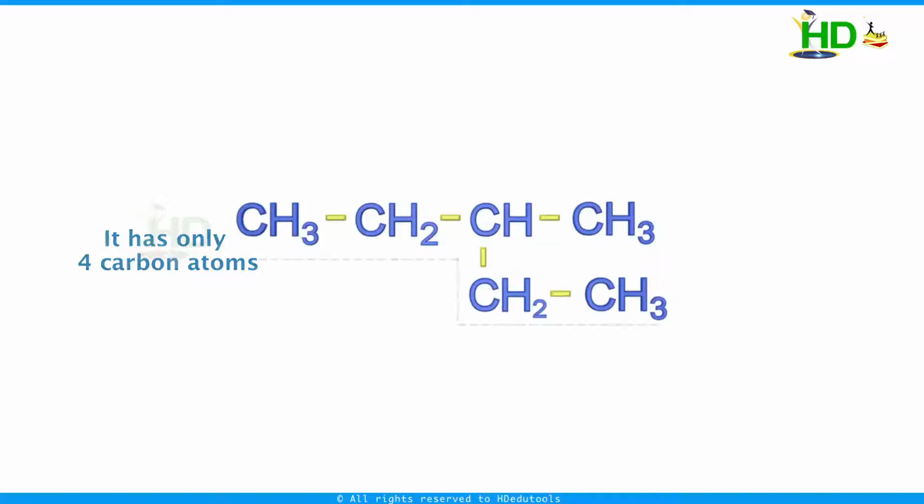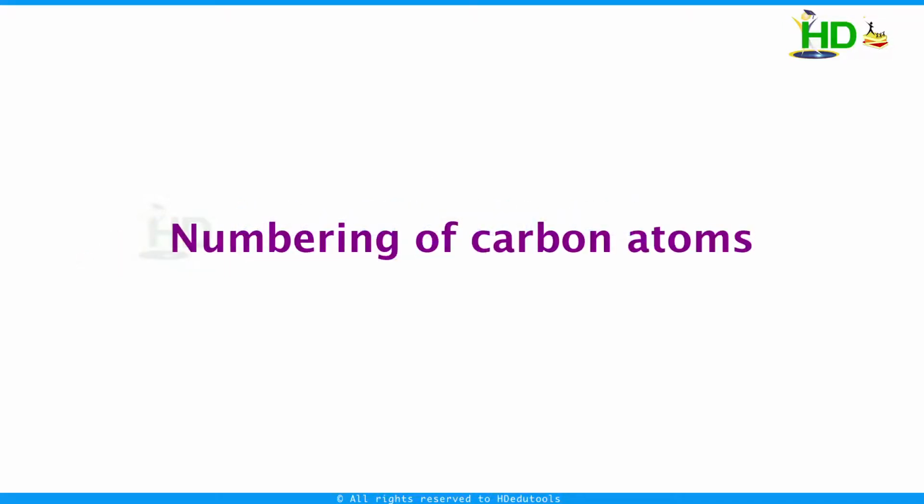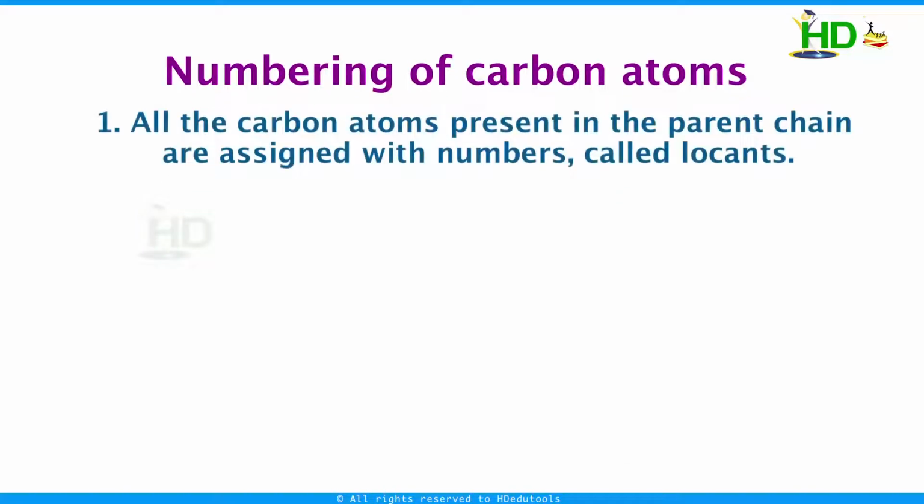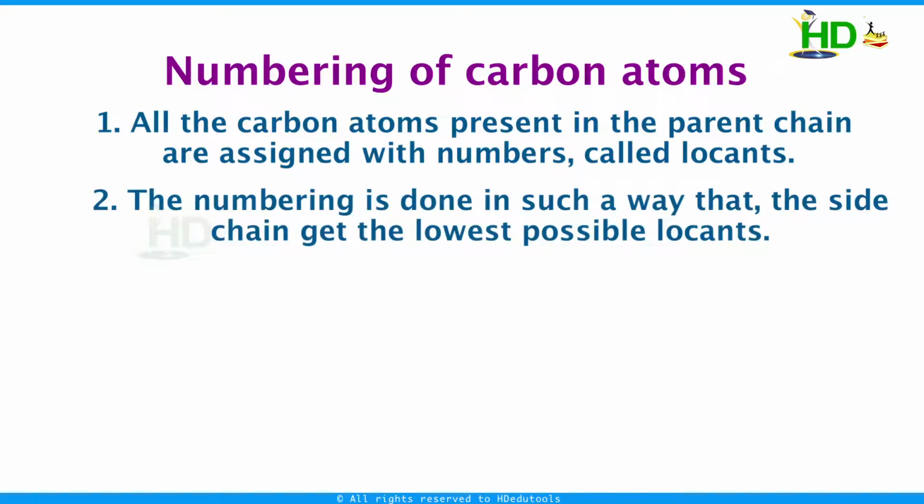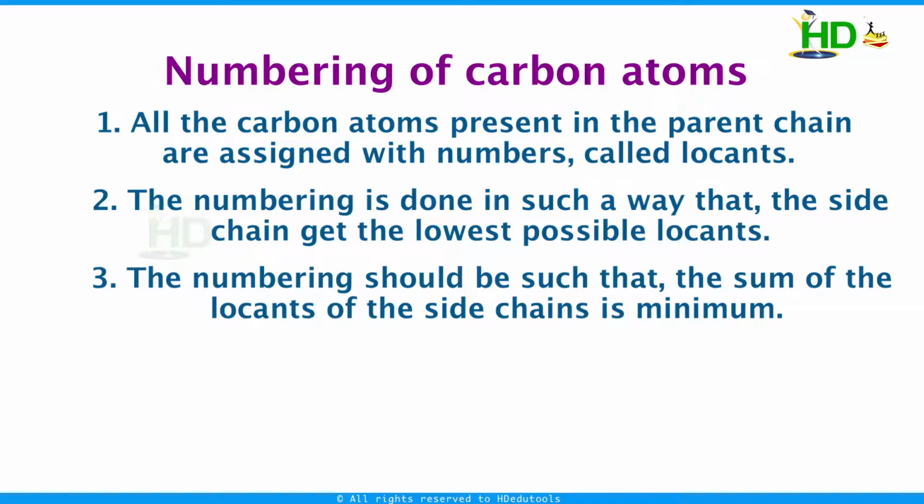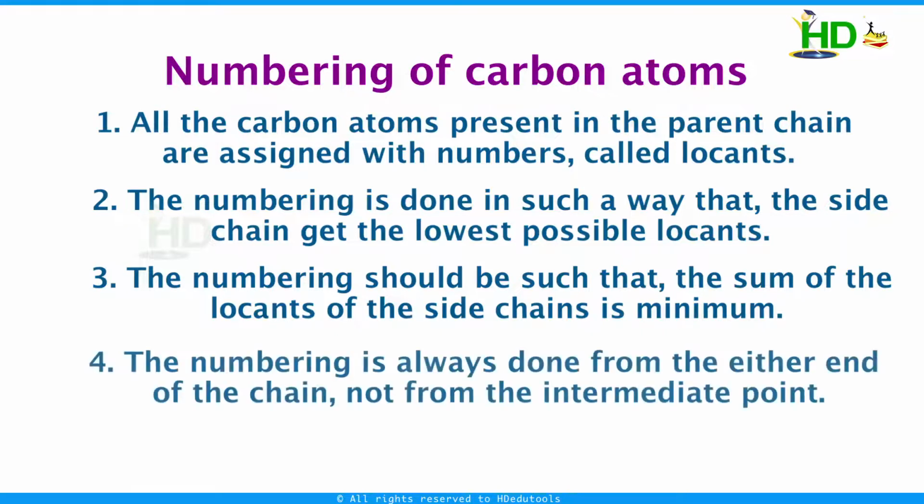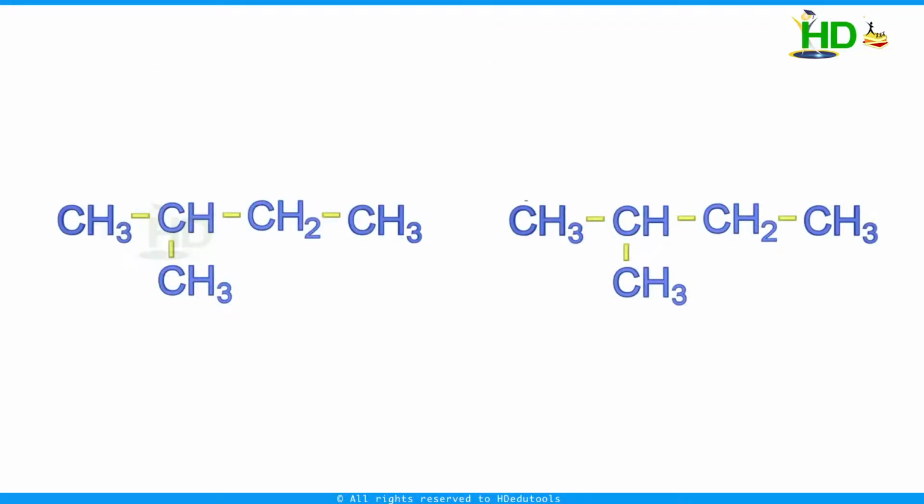After identifying the longest chain, the next step is numbering of carbon atoms. All the carbon atoms present in the parent chain are assigned numbers. These numbers are called locants and they represent the position of carbon in the parent chain. The numbering is done in such a way that the side chain gets the lowest possible locants. In other words, the numbering should be such that the sum of the locants of the side chains is minimum, and it is to be noted that the numbering is always done from either end of the chain, not from an intermediate point.